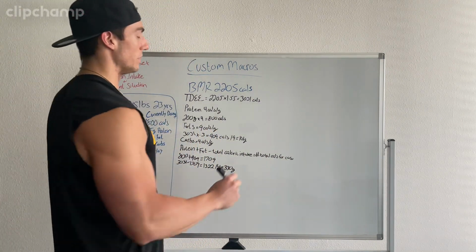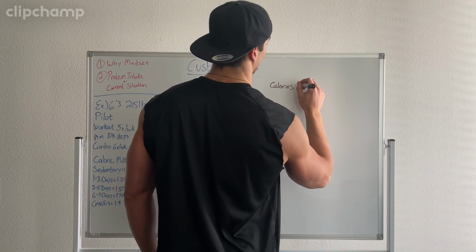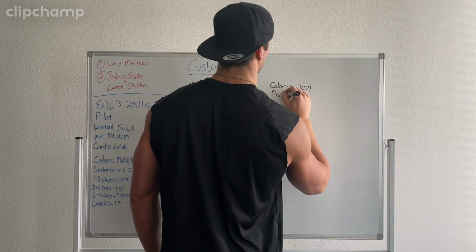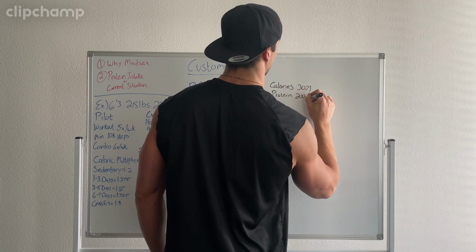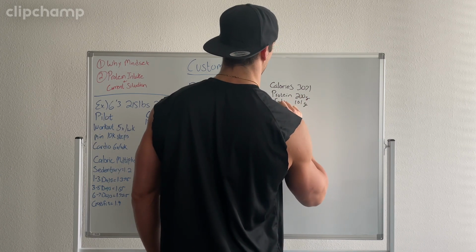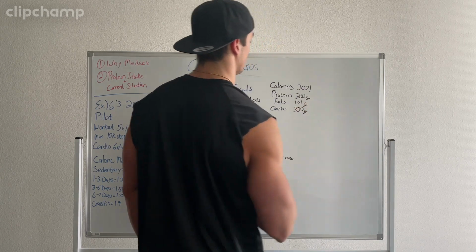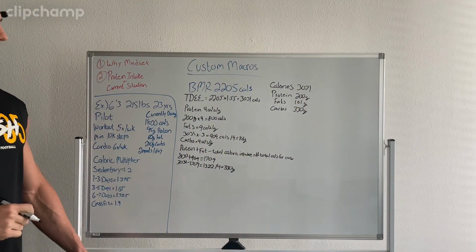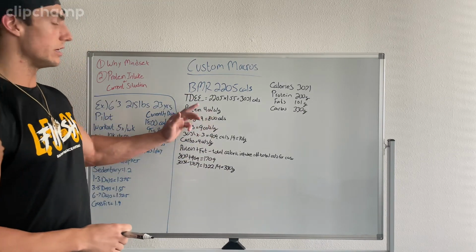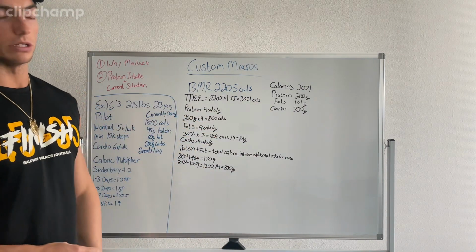So now, for more simplicity, his calories is 3,031. Protein is 200 grams. His fats is 101 grams, and his carbs is 330 grams. Now that's how you get your custom macros right there. You do this whole equation right here to get the total equivalent amount of calories and to figure out your total amount of macros of fats and carbs as well.